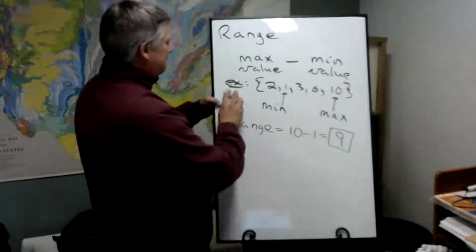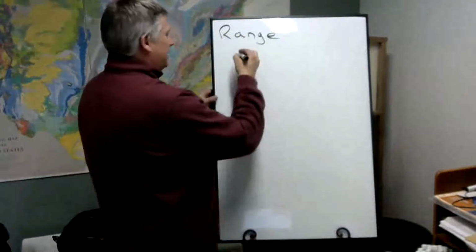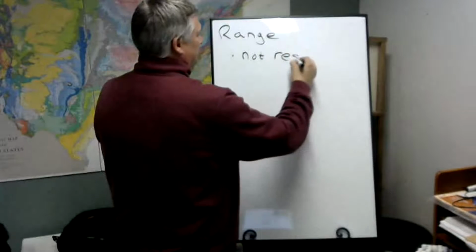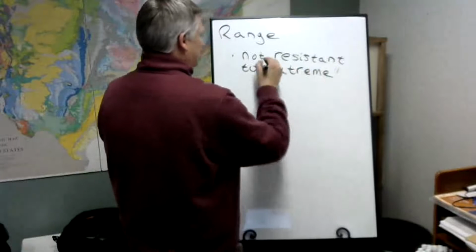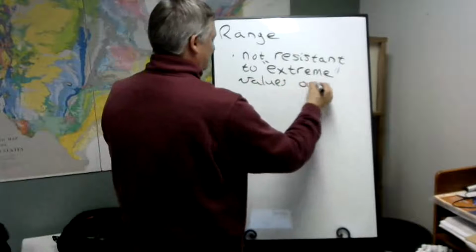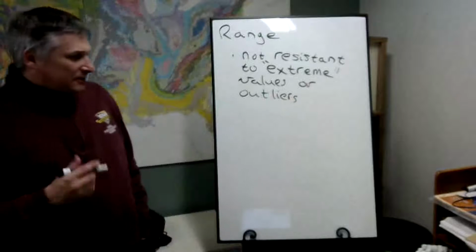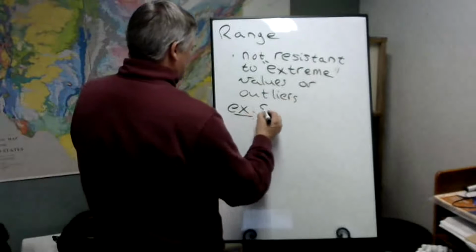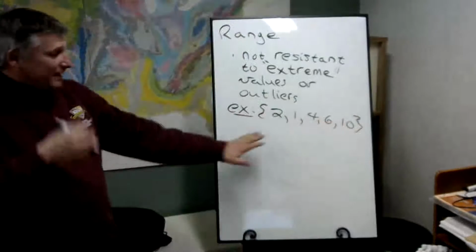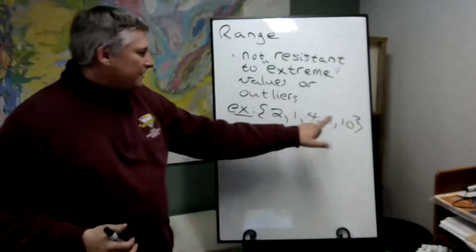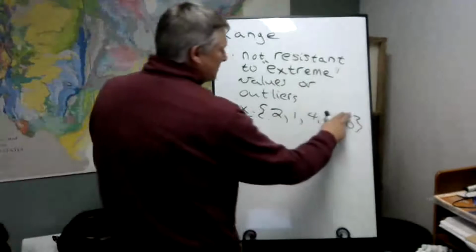Now, some points to make here. Observations. First off, it's not resistant to extreme values or outliers. So, for example, if we take our data here, let's say we had something like this. Well, for this data set, the range is still going to be 10 minus 1. That's the smallest value, that's the largest value, and you subtract the smallest from the largest, 10 minus 1, you get 9.